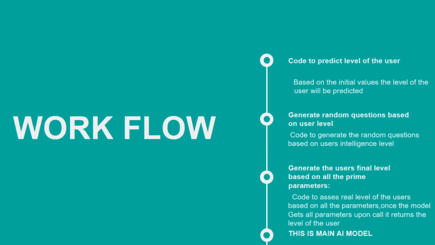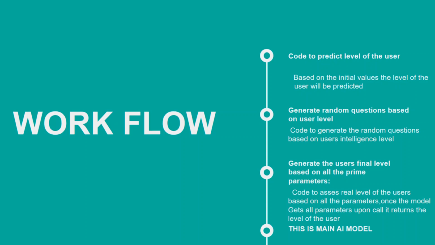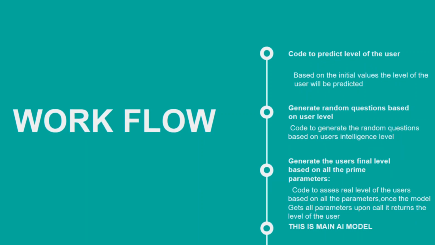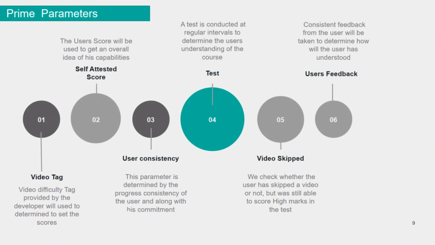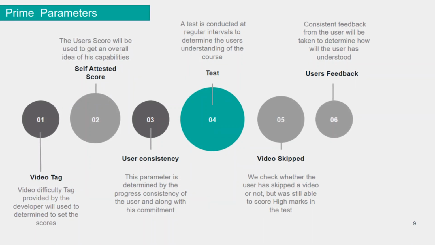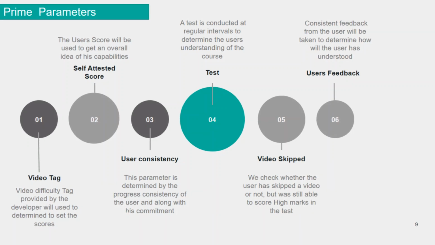It has been divided into 5 parts. The first one is the code to predict the level of the user, assuming the initial inputs were given by the user. Here, the parameter used is the self-attested score. The user score will be used to get an overall idea of his capabilities.